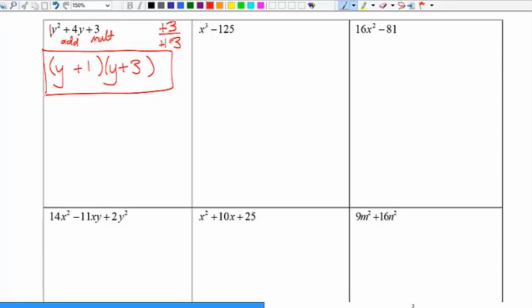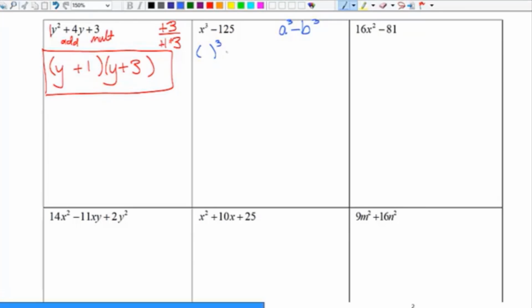The next problem, x cubed minus 125. Step 1 says, is there a GCF? Well, no, there's no GCF. Step 2 says, how many terms? Well, I've got 2 terms this time. So because I've got 2 terms, it has to be a binomial. Which binomial case is it? Well, because there's a little 3 up here, I know that's a cube, so we have a cubed, in this case minus, because there's a subtract, so it's going to be a difference of cubes.